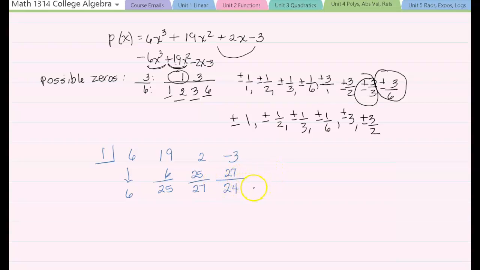We multiply 1 times 27, we write that number under the next number, and add, and we get 24. So was the number 1 a 0? The answer is no, since there is a remainder. The last number that we wrote down was not a 0. What we did find was a value of p of 1. In other words, if we would have plugged in 1 into our polynomial, we would have found that our answer would have been 21. So we need to try another number in order to find a 0.